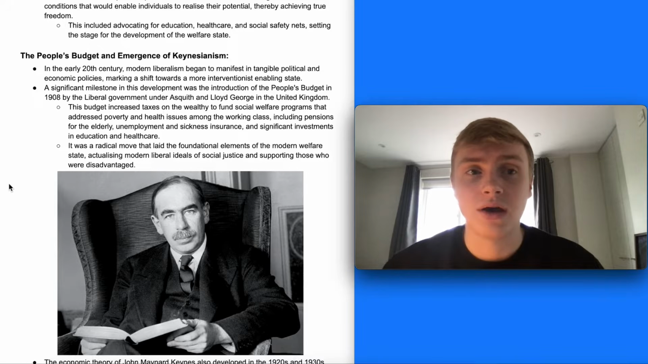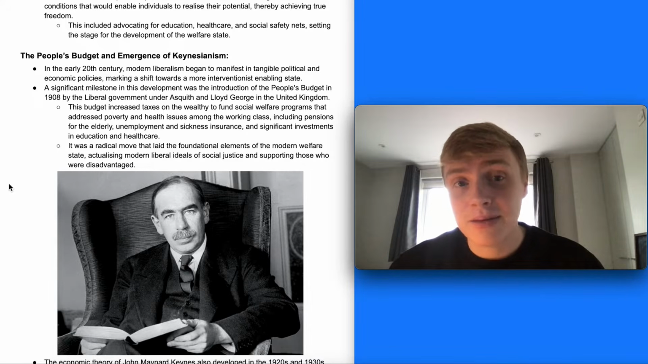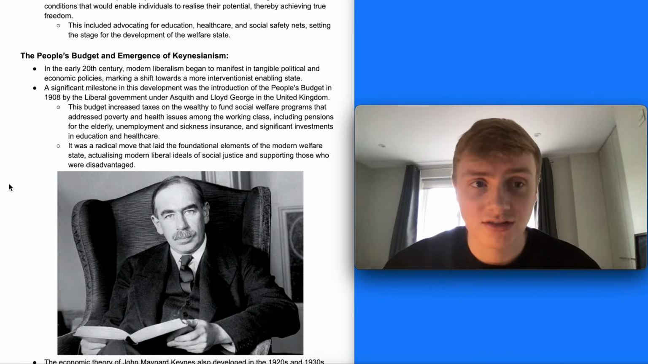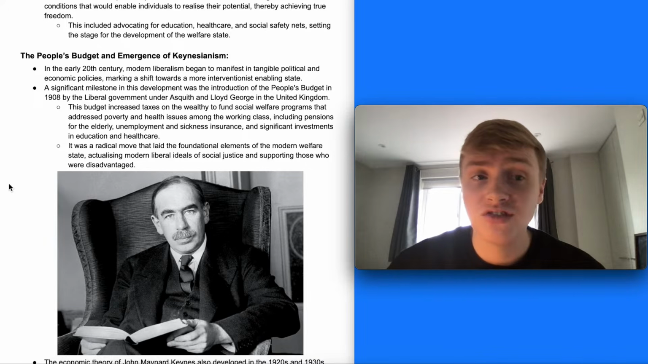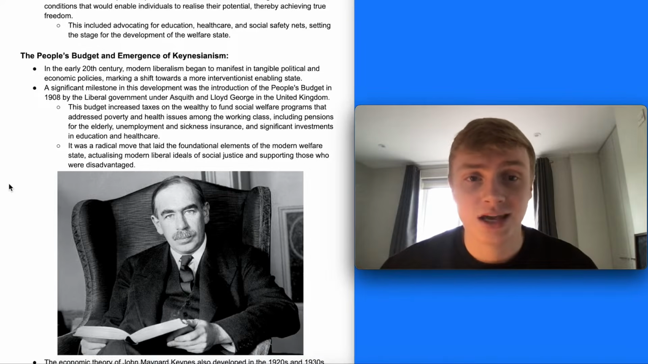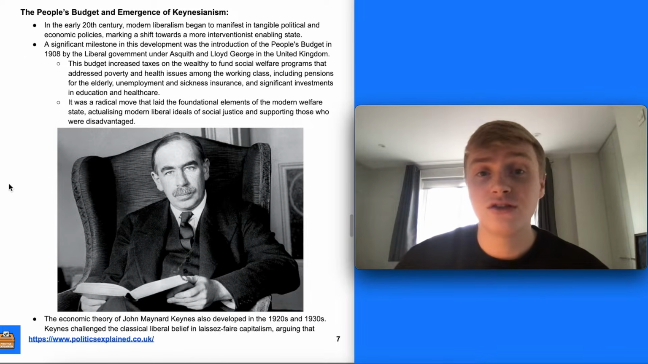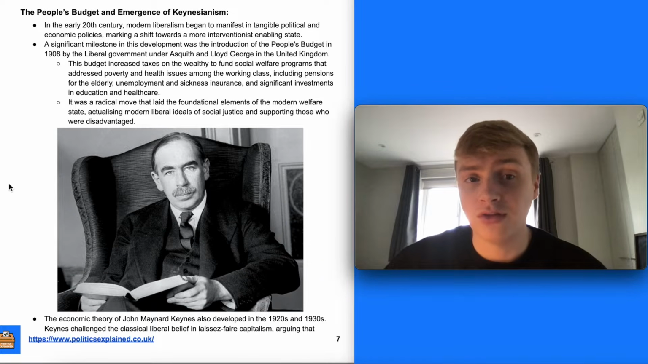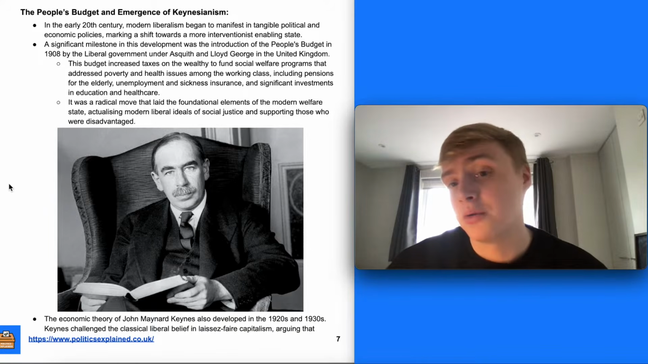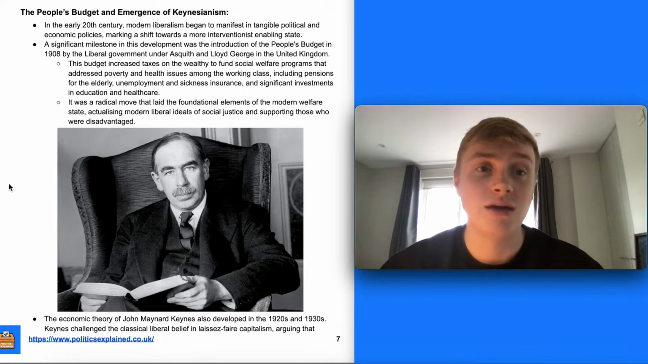And you see it also in this period, the emergence of Keynesianism. So in the early 20th century, modern liberalism began to manifest in political and economic policies. And really important, this was the People's Budget of 1908 by the Liberal government under Herbert Asquith and David Lloyd George in the United Kingdom. And this budget increased taxes on the wealthy to fund social welfare programs that address poverty and health issues among the working class. So obviously nowhere near the extent to which socialists supported it, but it was already supporting those who were disadvantaged in society to enable them to be free.